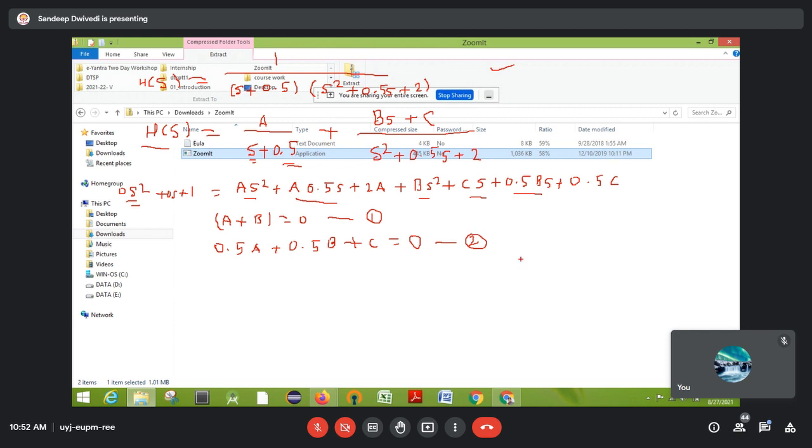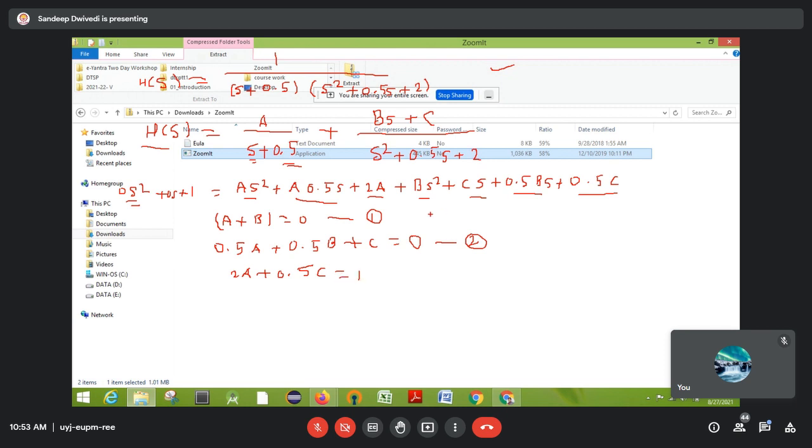कुछ डाउट है इसमें? Now the remaining terms, what do they say? 2a and 0.5c, that is equal to 1. Okay, so third equation will be your 2a plus 0.5c, that is equal to 1.